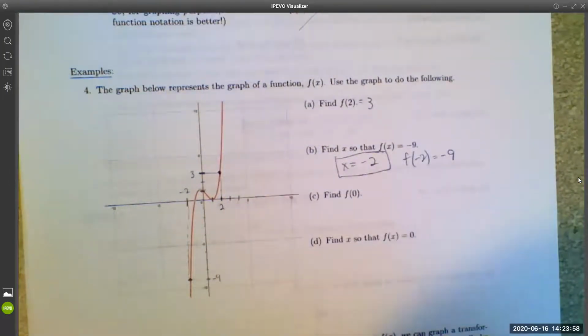Okay, see if you can do part C and D. Give the video a pause and see if you can do C and D.